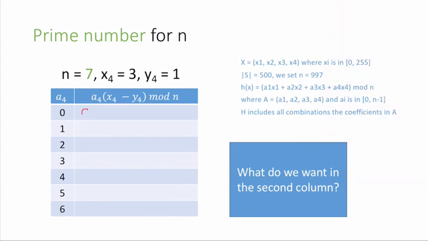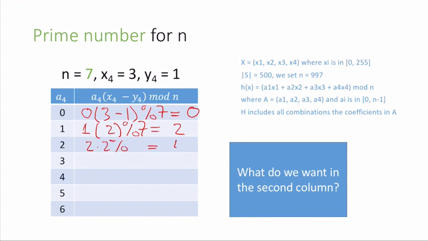If A4 is 0, and I just fixed some values for X4 and Y4, if X4 is 3 and Y4 is 1, and I take that mod n, which is 7, what do I get? Well, 0 times anything is 0, so I just have 0 for the first one. Well, let's change that to a 1, and 3 minus 1 will always be 2, so I'll always be multiplying by 2. Mod it by 7, so what is 2 mod 7? That's 2. So far so good, no collision between those two. Now 2 times 2, mod 7, that's 4.